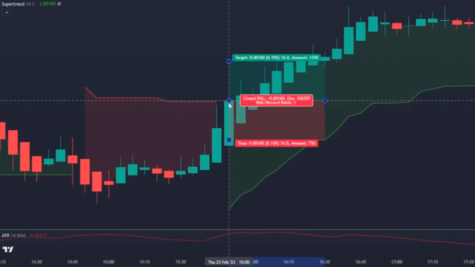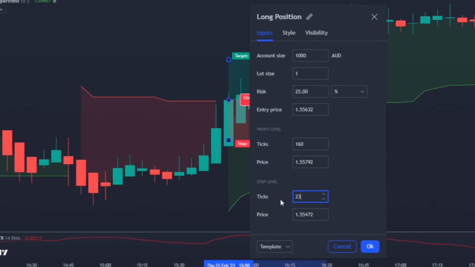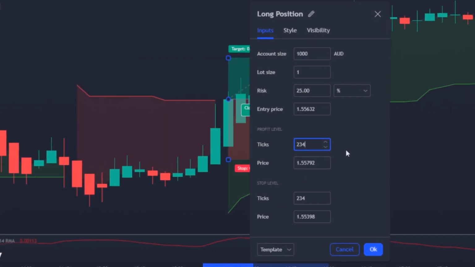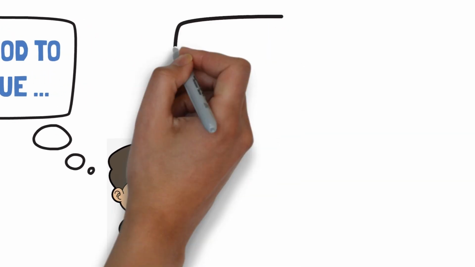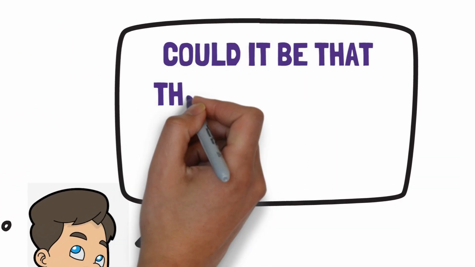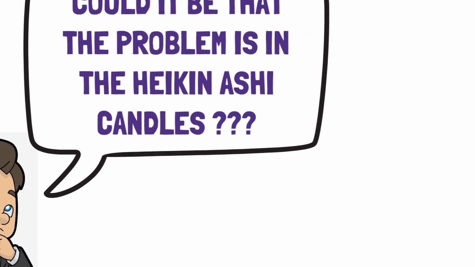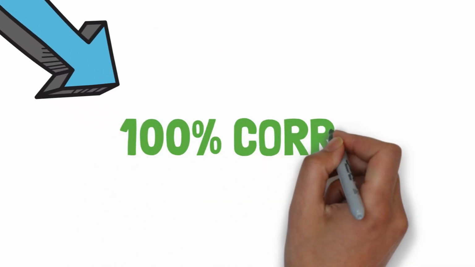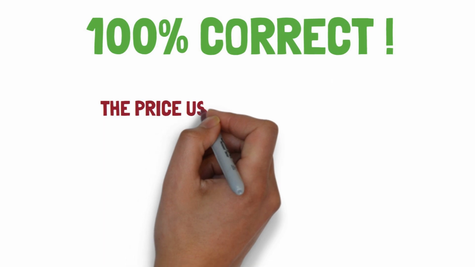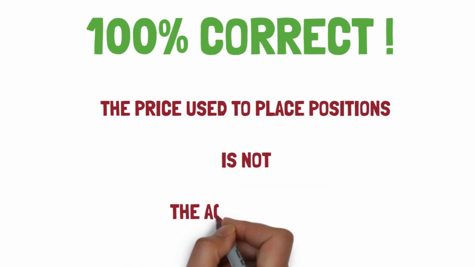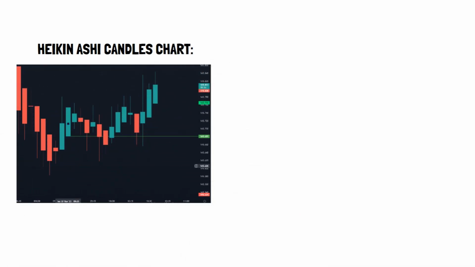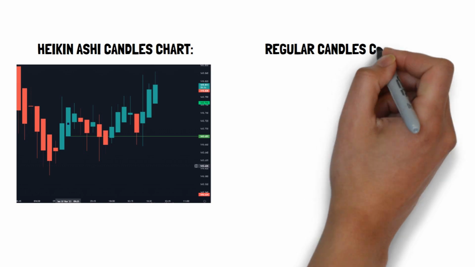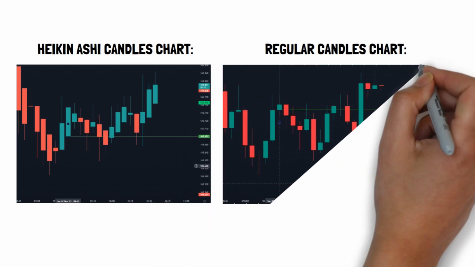The problem is not in my backtesting bot, because if I do the same backtest manually, the outcome of the trades is exactly the same. If you are thinking, could it be that the problem is in the Heikin Ashi candles? You are 100% correct. The problem here is that the price used to place positions is not the actual price. It's the Heikin Ashi value, which is, in many trades, very different from the real price, which you can see on the usual candlestick chart.